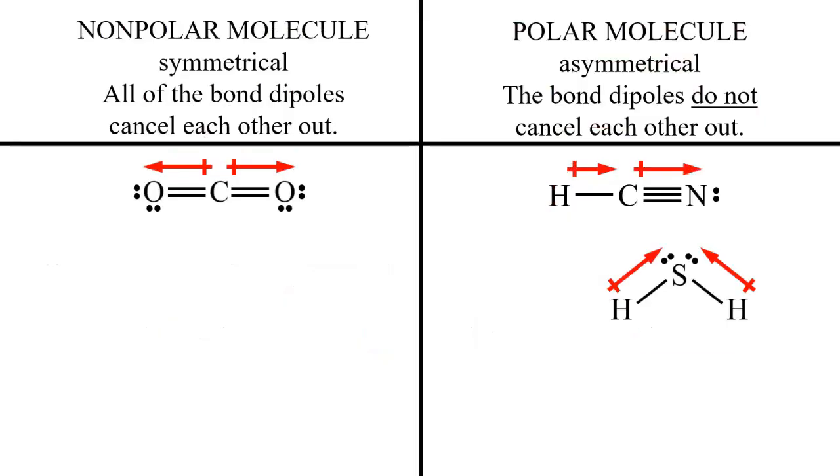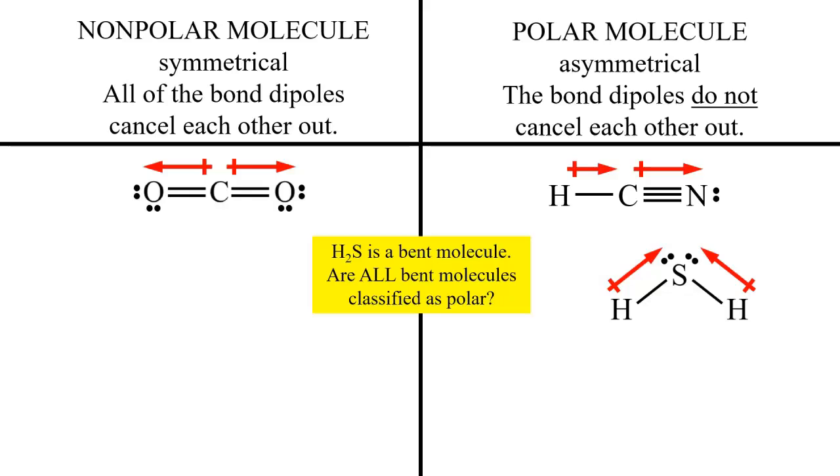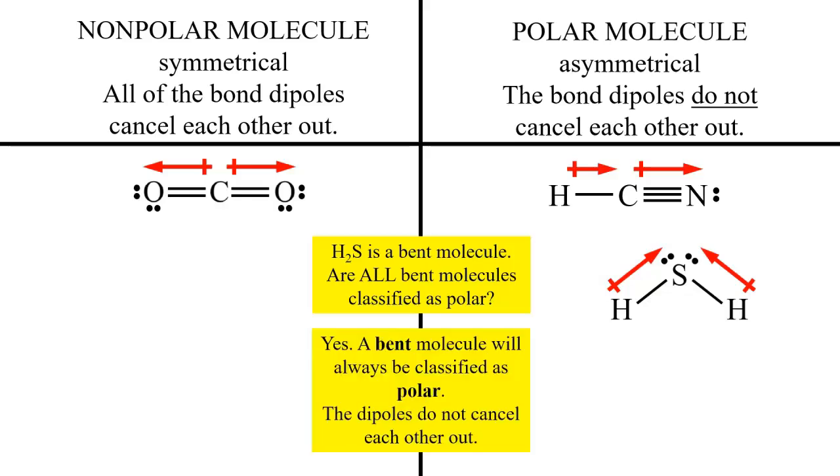So again, I've got nonpolar molecules that are symmetrical, in which all of the bond dipoles cancel each other out. And now I can see some polar molecules that have an asymmetrical shape, or an asymmetrical arrangement of atoms, and the bond dipoles do not cancel each other out. You might be thinking, H2S is a bent molecule. Are all bent molecules classified as polar? And the answer is yes. A bent molecule will always be classified as polar. The dipoles do not cancel each other out.